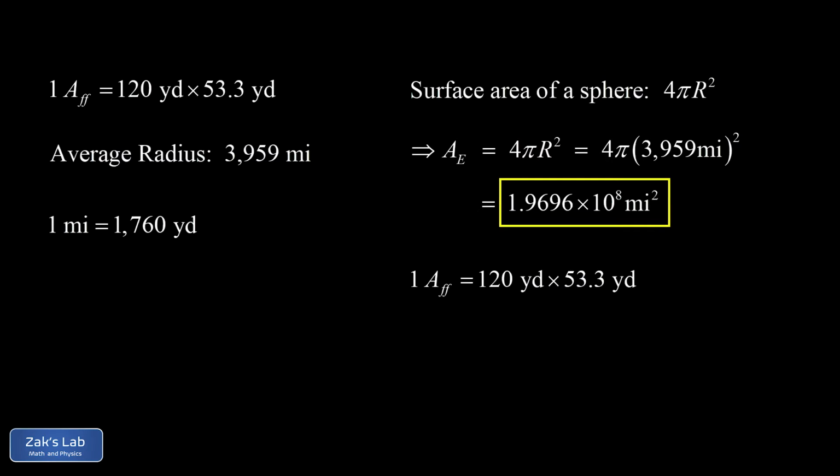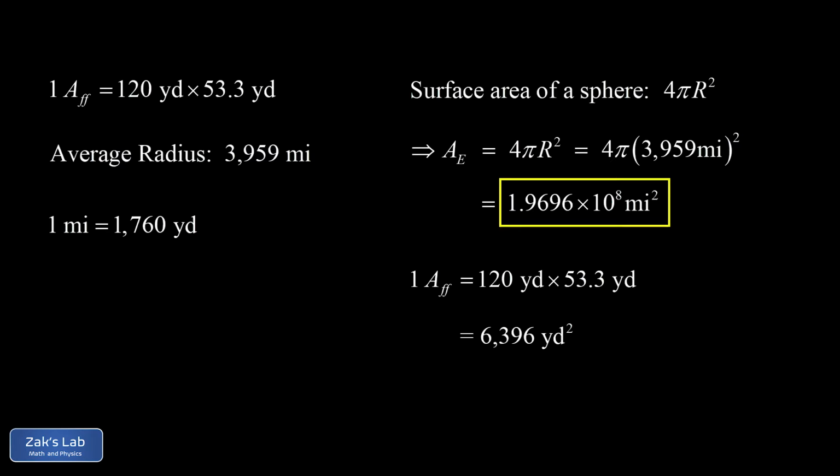So next we want to look at the area of the football field and convert that to square miles. So we multiply the length and width of the field, 120 yards times 53.3 yards. And this produces units of square yards. So we get an area of 6,396 square yards.